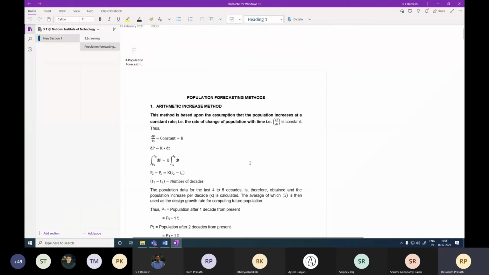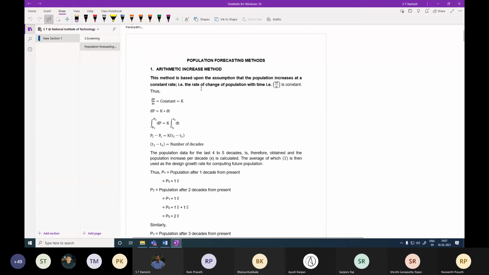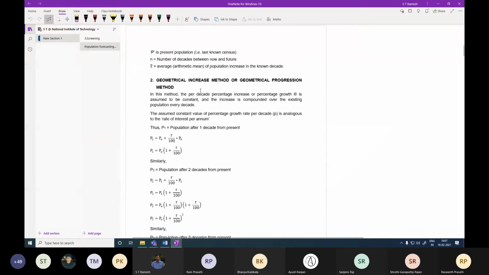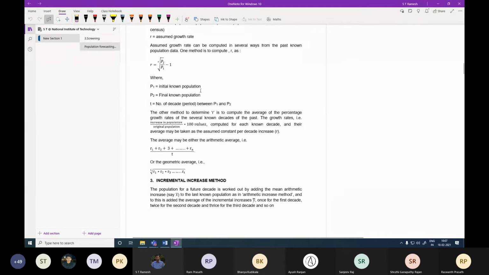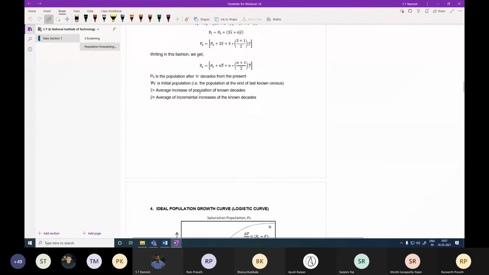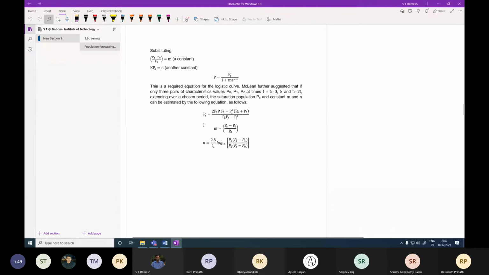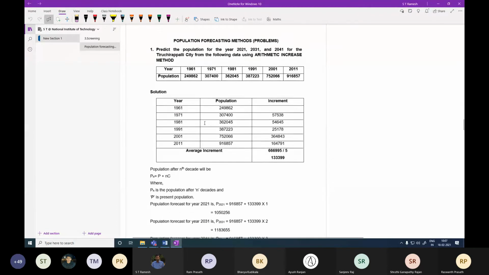Anyway, I'll post this in the Dropbox as well. I have derived this, and it is already presented in the PPT, so you can also note it down in text. Whatever we discuss in the class, I have presented in the PPT as well. Now we'll go through it faster. Population forecast: just read the problem.